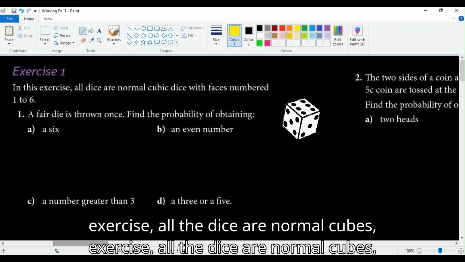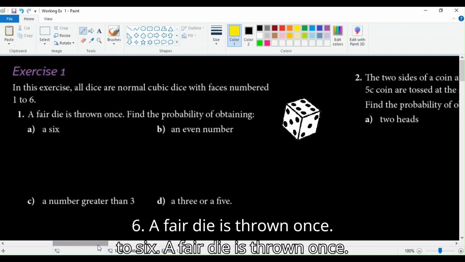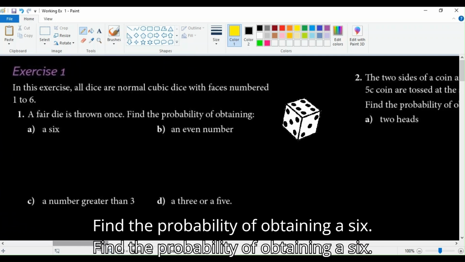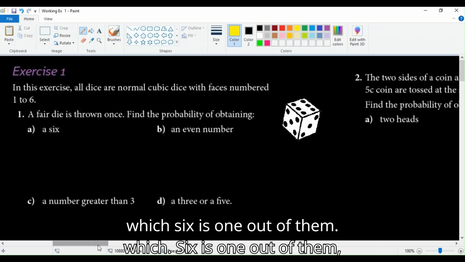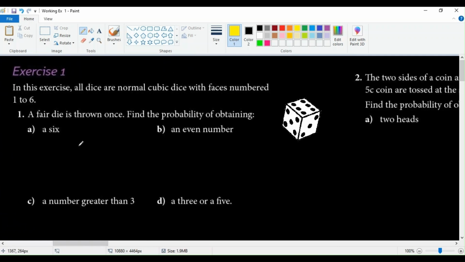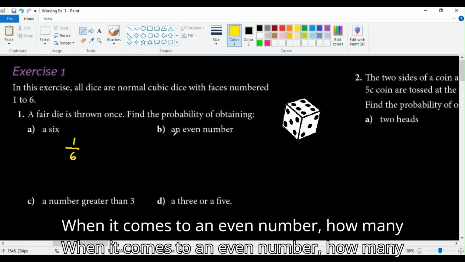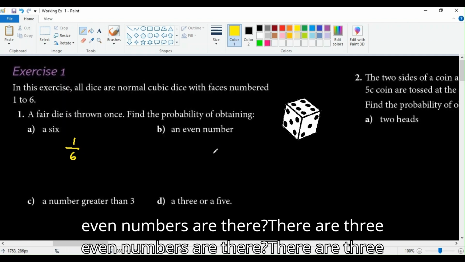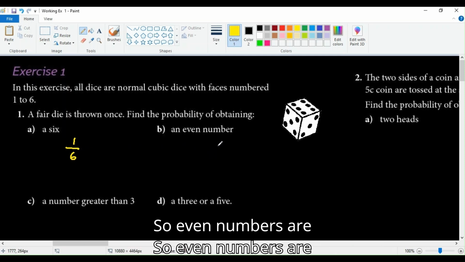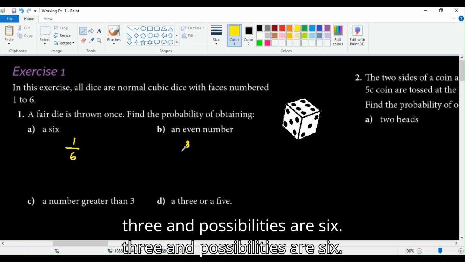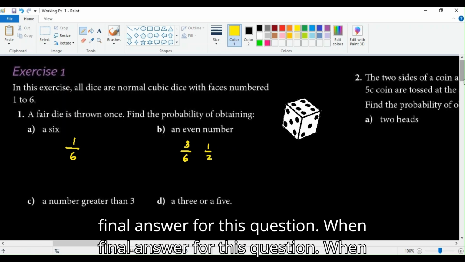In this exercise, all the dice are normal cube dice, with the faces numbered 1 to 6. A fair die is thrown once. Find the probability of obtaining a 6. There are 6 possibilities, of which 6 is one. So the answer is going to be 1 over 6. When it comes to an even number, how many even numbers are there? There are 3 even numbers, 2, 4 and 6. So even numbers are 3 and possibilities are 6. So 1 out of 2 is going to be the final answer for this question.